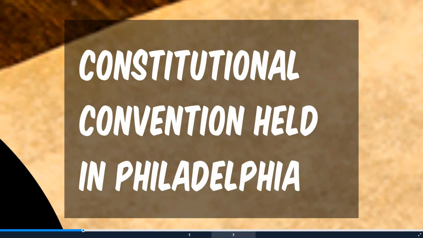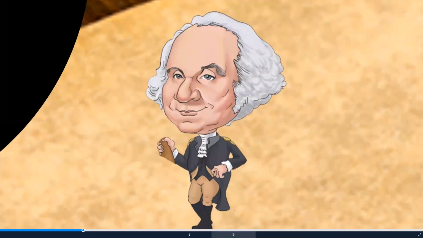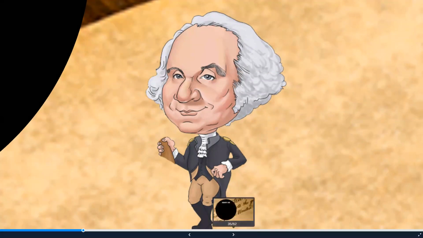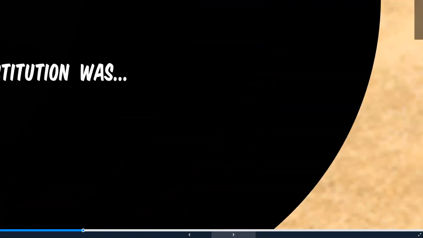And this constitutional convention lasted 4 months. So the Constitution was not passed overnight. This lasted 4 months, and it was presided over by, this is a great test question, George Washington. So George Washington, he wasn't president yet. He was a general. He had fought the war as the lead general. And after the war, when we had the Constitutional Convention, we chose George Washington to preside over the Constitutional Convention.